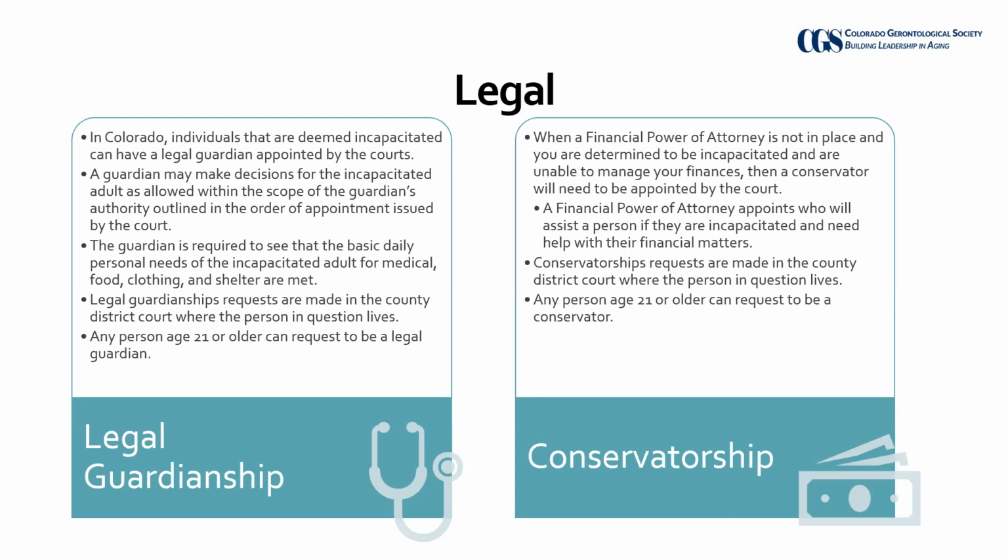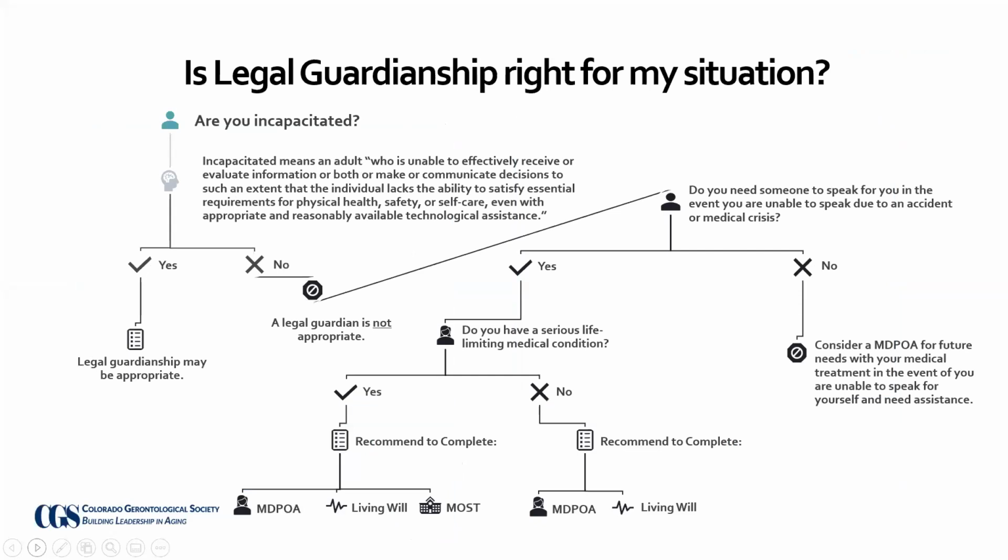So this process, we will go more in depth in future webinars. So please join us, but know that this is another recourse when we haven't done our advanced directives or when we reach a point where we're deemed incapacitated. And here is another decision tree to determine if legal guardianship is right for your situation. I have included the definition of what incapacitated means in Colorado, so then you could walk through this decision tree.